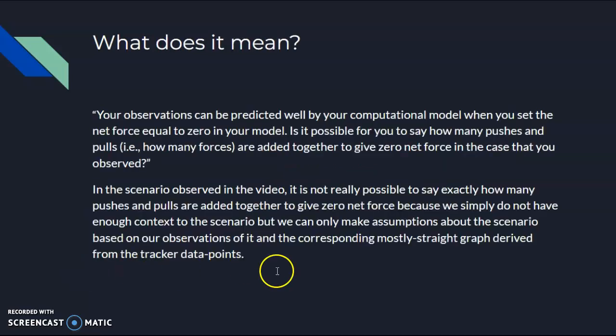So what does it mean? Your observations can be predicted well by your computational model when you set the net force equal to 0 in your model. Is it possible for you to say how many pushes and pulls, i.e. how many forces, are added together to give 0 net force in the case that you observed? Well, in the scenario observed in the video, it's not really possible to say exactly how many pushes and pulls are added together to give 0 net force, because we simply do not have enough context to the scenario, but we can only make assumptions about the scenario based on our observations of it, and the corresponding mostly straight graph derived from the tracker data points.